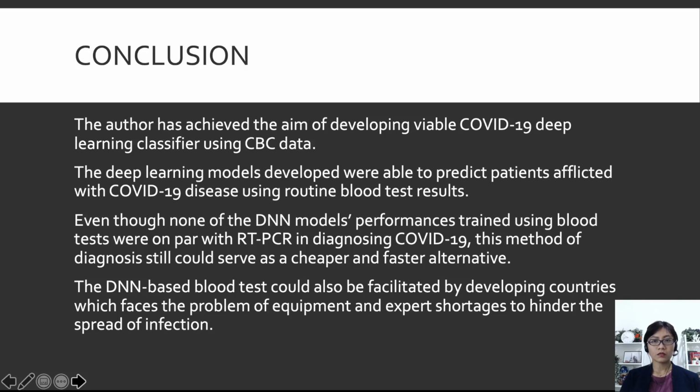The author has achieved the aim of developing a viable COVID-19 deep learning classifier using CBC data. The deep learning models developed were able to predict patients afflicted with COVID-19 disease using routine blood test results. Even though none of the deep neural network models trained using blood tests were on par with RT-PCR in diagnosing COVID, this method of diagnosis could still serve as a cheaper and faster alternative. The DNN-based blood test could also be utilized by developing countries which face the problem of equipment and expert shortage to hinder the spread of infections.